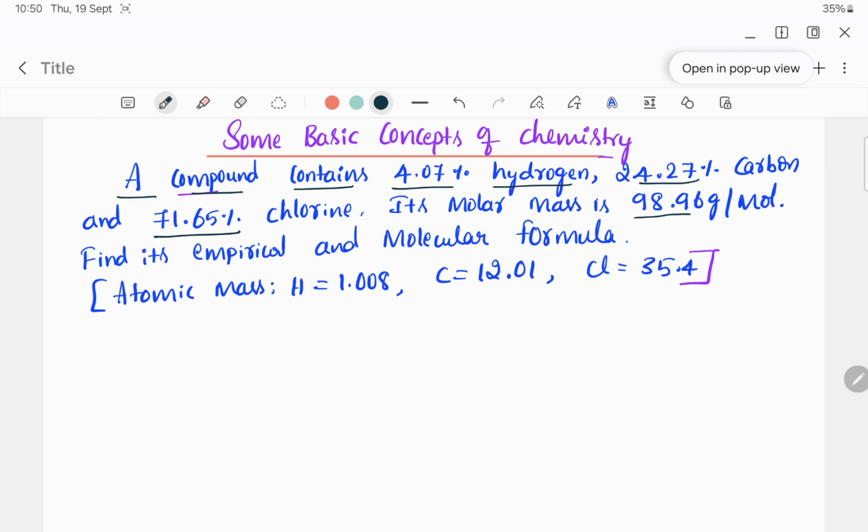See, in this problem we are going to solve what is the empirical and what is the molecular formula of the given compound. They have given the atomic masses of hydrogen, carbon and chlorine. The atomic mass of hydrogen is 1.008, carbon is 12.01, chlorine is 35.4. Now let us discuss with that.